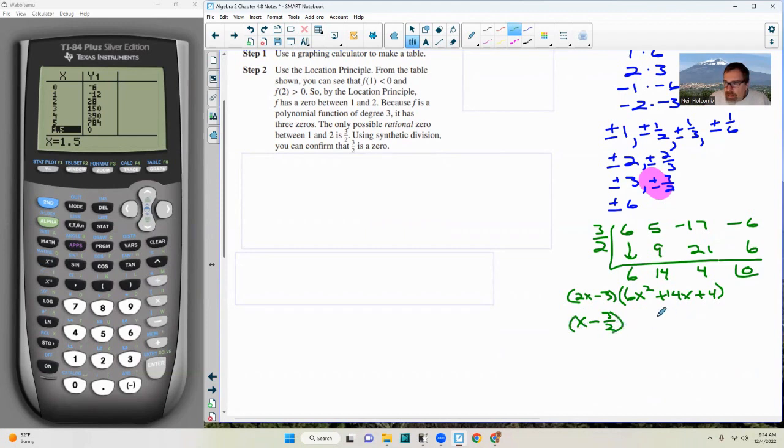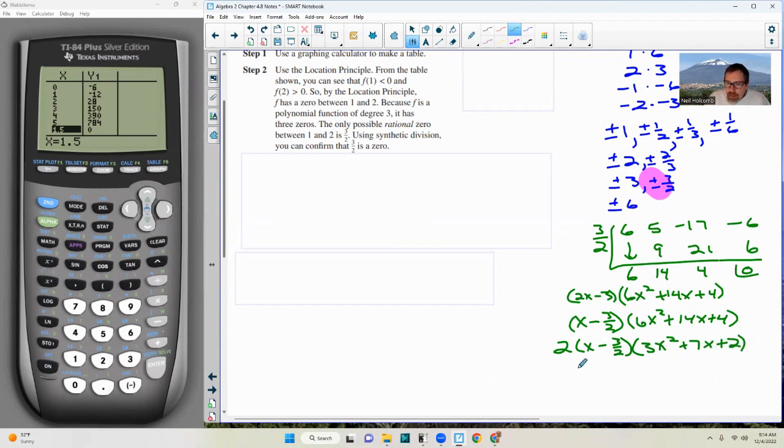They left it in a fraction form. And we have 6x squared plus 14x plus 4. The book does not explain where this came from. These are all even, so I can factor out a 2. x minus 3 halves. Divide all this by 2. I get 3x squared plus 7x plus 2.